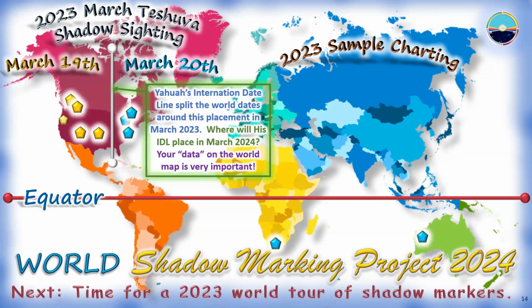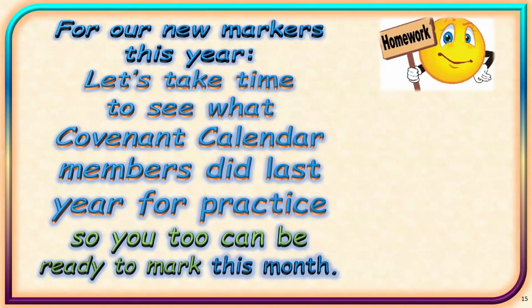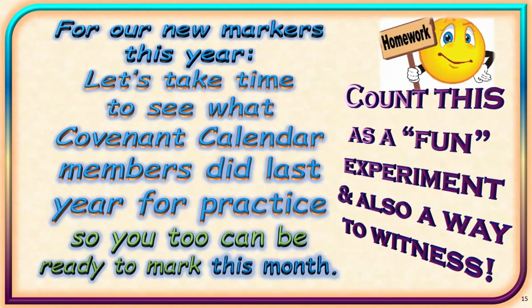So next, it's time for a 2023 World Tour of Shadow Markers. We had quite a few from last year when we understood how important this was. We decided maybe we better start marking and get ready for the straight line shadow in September and get some practice in. So for our new markers this year, let's take time to see what Covenant Calendar members did last year for practice. Because if you didn't mark last year or you don't really know what to do, this little presentation might really help you a lot to know how you're going to mark this month, to get your board out and to mark. So we learn from each other.